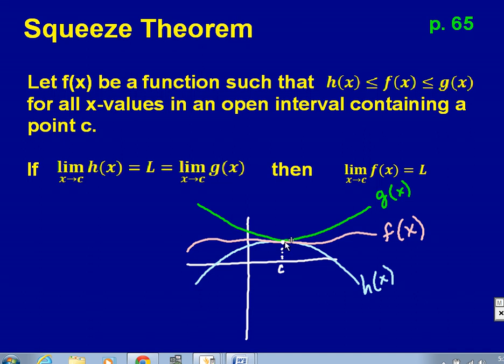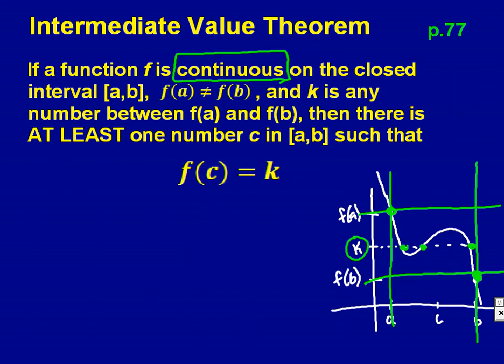The limit must be the same at that point for all three functions as a result, just because this function is literally being squeezed together by those two functions. That's all the squeeze theorem tells you, just that it's being squeezed in, therefore there's only one place it could go.